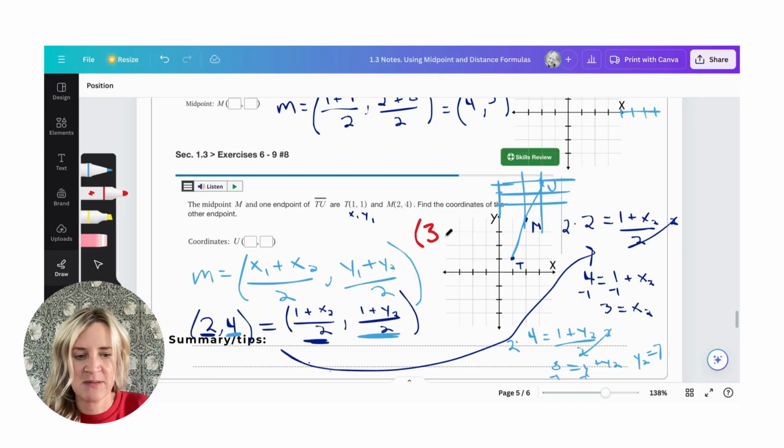Our coordinate of our x was 3, coordinate of the y was 7. If we plotted that point, 1, 2, 3, 1, 2, 3, 4, 5, 6, 7. Look at that. You guys could have just done it. Wait, you probably already had the answer, right? Because you could have done it way back then.